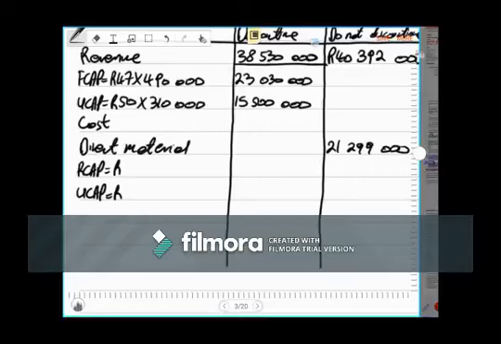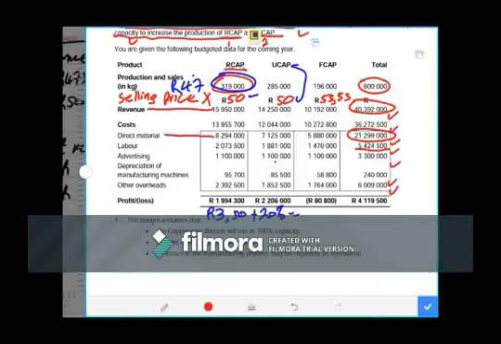21,299,000. That will be the total of the material. But we need to know material for the two remaining products, now that the company has discontinued the production of another one. So now we know that our current material for the current status before the discontinuation was 8,294,000, and this material was based on the production of 319,000.